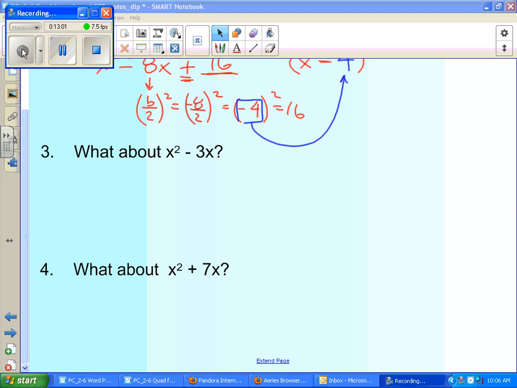All right, moving on. So we know we have 3 halves squared is 9 fourths, and 7 halves squared is 49 fourths for these 2.